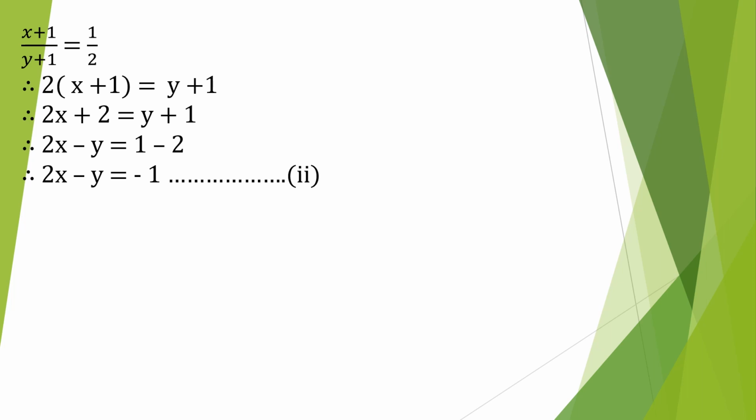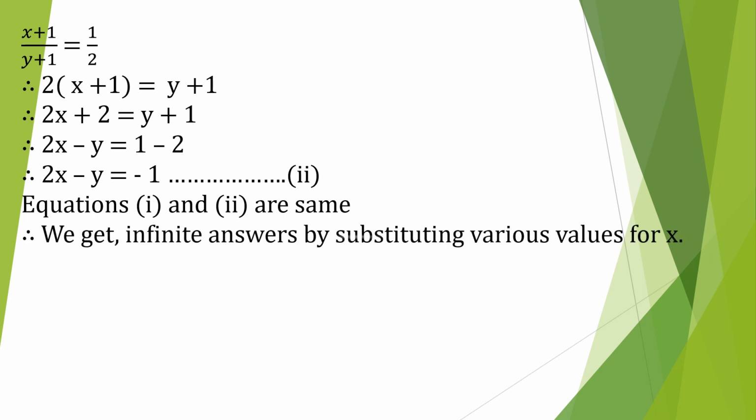Now students, in the first equation also you got the same, that is 2x minus y equal to minus 1 was your first equation, and the same you got 2x minus y equal to minus 1 in equation number 2. So both these equations are the same, with the same sign and the same coefficient. Are you getting? So equations 1 and 2 are the same. So when such things happen, when you get the same equation with the same sign and variables, you will have infinite solutions for this. So we get infinite answers by substituting various values for x.